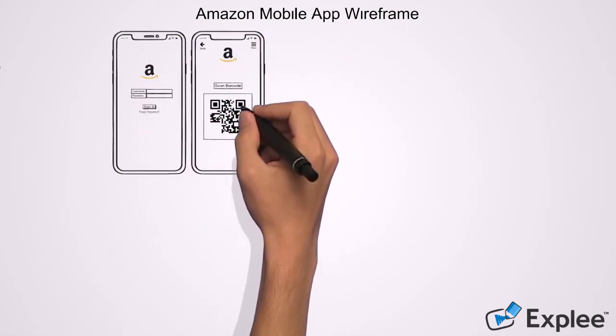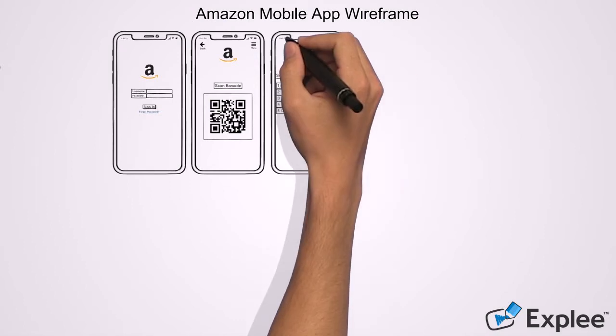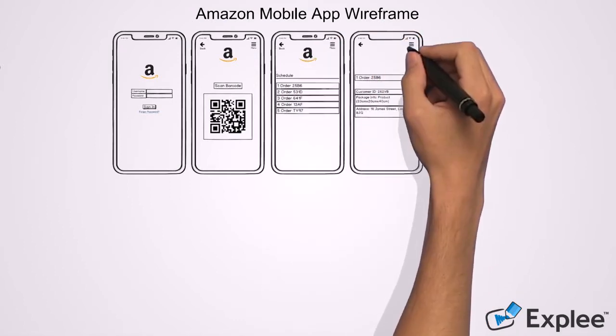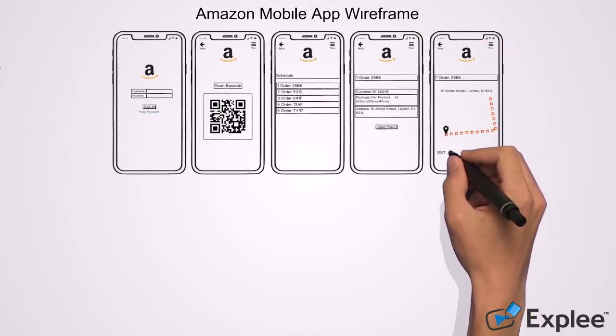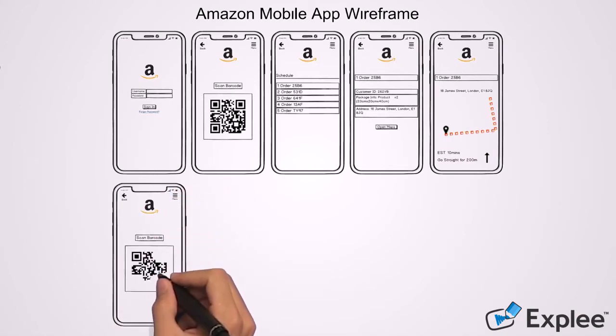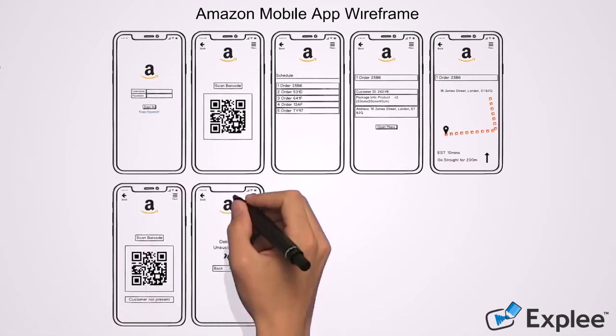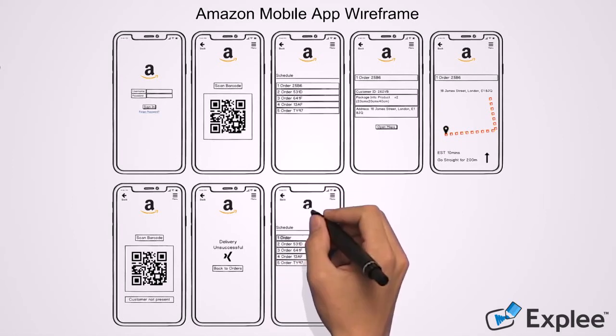The driver will then go into scanning the barcodes of the packages he will be delivering for that day. Once done, a schedule is created. The onboard optimization software would create the quickest route in order to complete the deliveries. As the driver progresses through the deliveries, a new route will be made for each order.